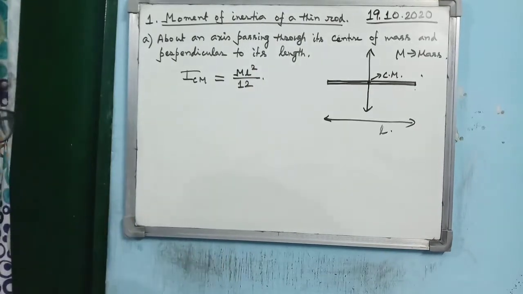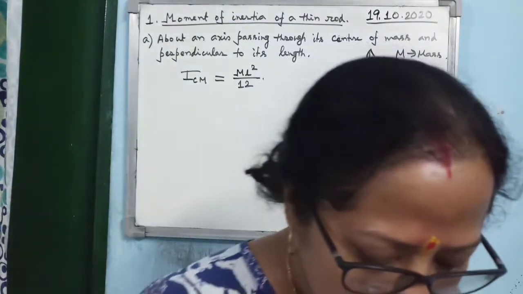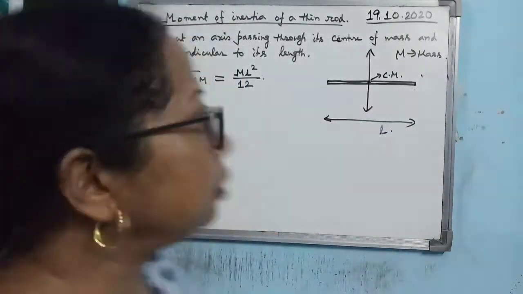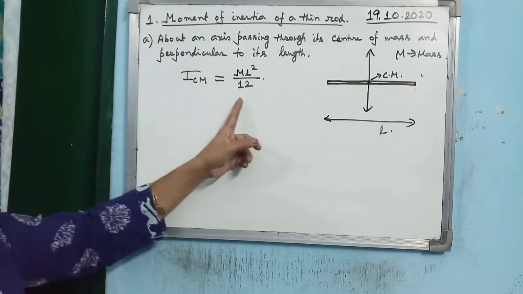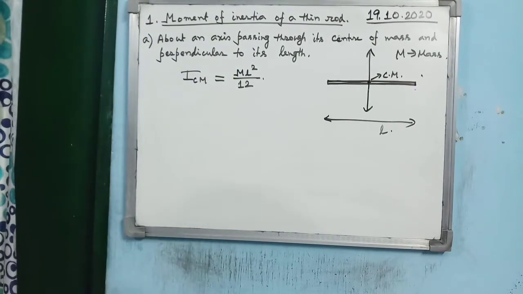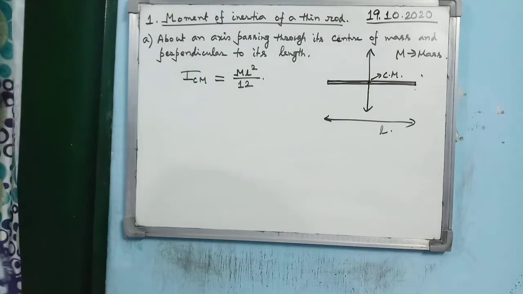The derivation, that calculus part, is omitted from your portion, so the derivation is not there. That's why you have to just learn and remember the relation: the moment of inertia of a thin rod about an axis passing through the center of mass perpendicular to its length is given by ml square by 12.